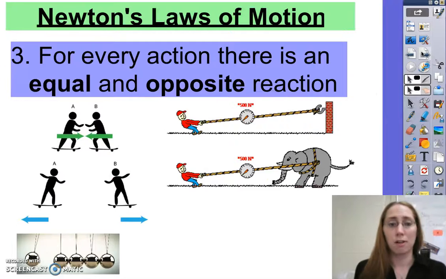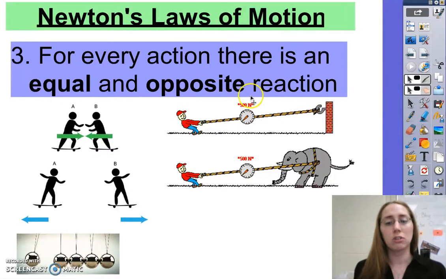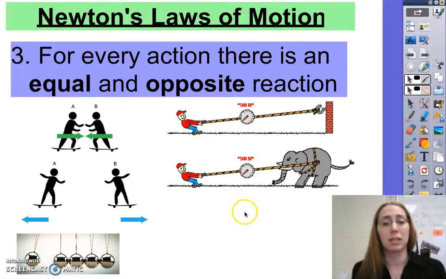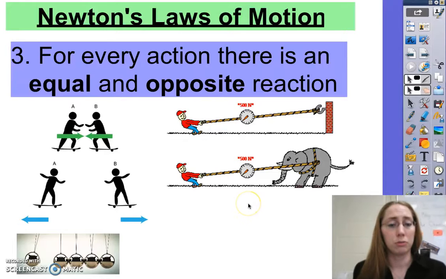Let's talk about his 3rd law of motion. This is the last one. For every action, there is an equal and opposite reaction. This is where you get action-reaction pairs. So here, when he's pulling on the wall, the wall is pulling back with a force of 500 newtons, which is the same as if a person or an elephant was standing there and pulling back with that force of 500 newtons. So every action has an equal and opposite reaction.